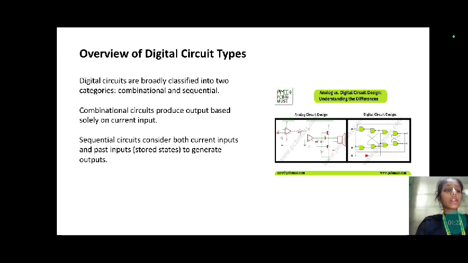Overview of digital circuit types. Digital circuits are broadly classified into two categories: combinational and sequential. Combinational circuits produce output based only on current input. Another definition: a combinational circuit depends only on the present input. A sequential circuit uses both the current inputs and past inputs to generate the output.